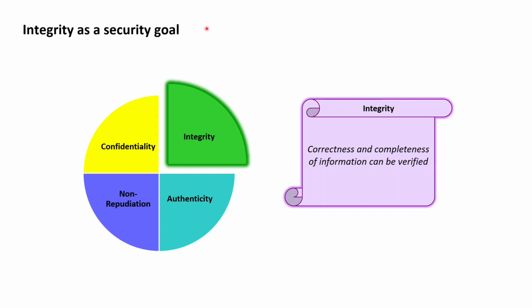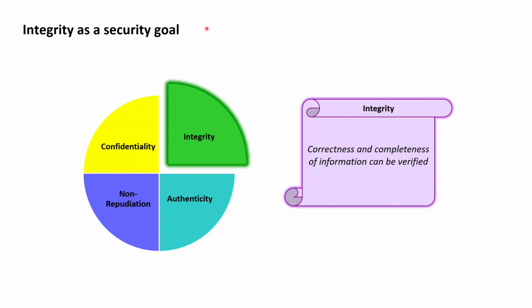Integrity, as another classic security goal of cryptography, is the goal demanding that the correctness and completeness of information can be verified. Correctness of information means that every bit of that information is exactly the 0 bit or the 1 bit that's expected to be there, and completeness of information means that the information neither misses a single bit, nor does the information have a single additional bit that's not supposed to be there.